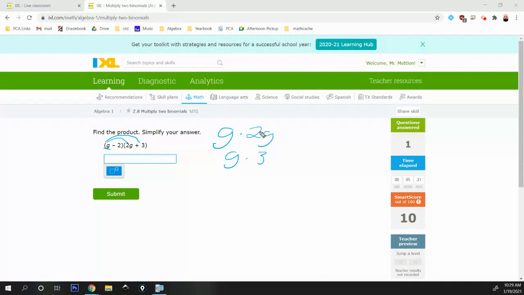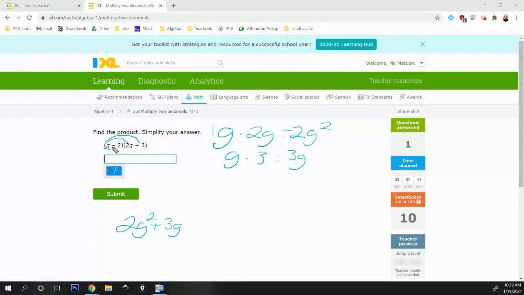So g times 2g, well, 1 times 2, that'd just be 2. Remember, there's a 1 in front. g times g, that's just g squared. So I'm going to start with 2g squared. g times 3, well, that's just 3g. Since I need a symbol and it was positive, we're going to put a plus.